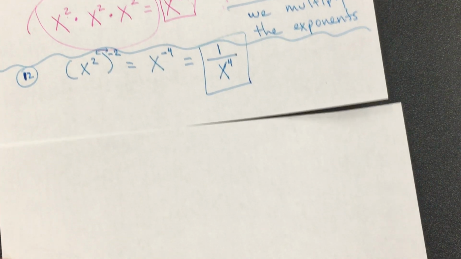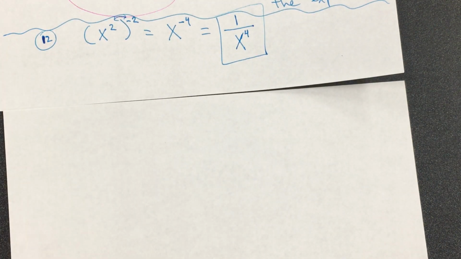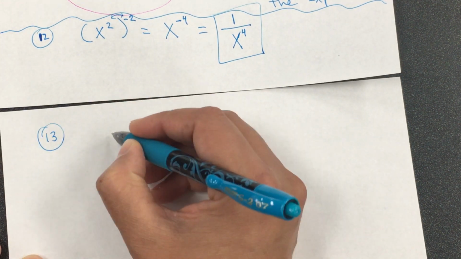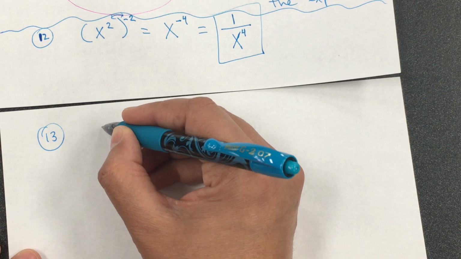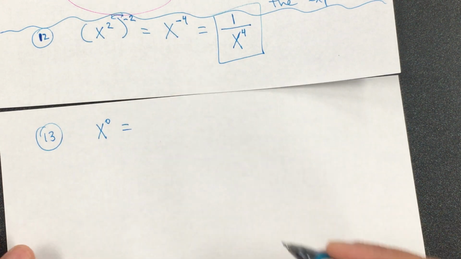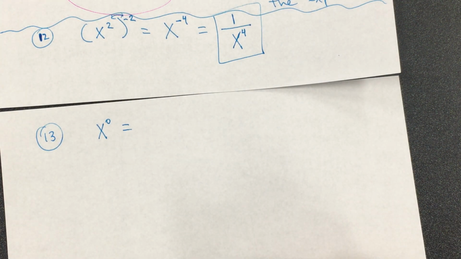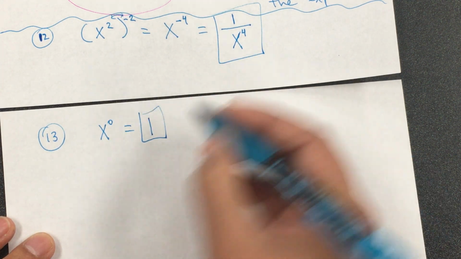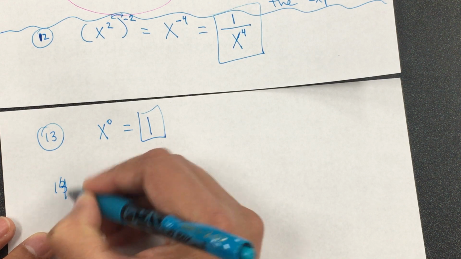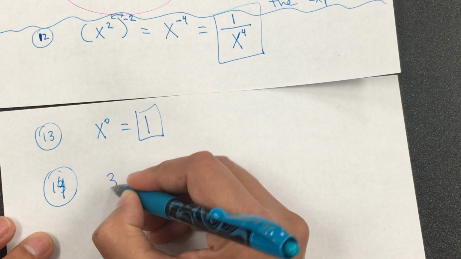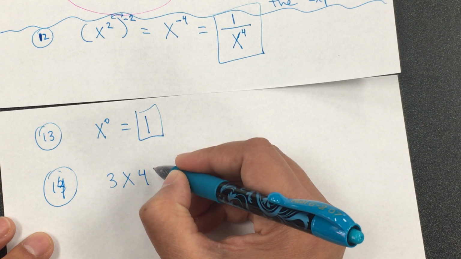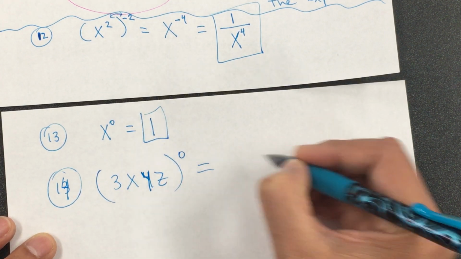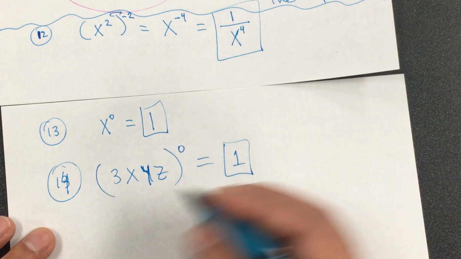Okay, one more that you have to remember, and it's going to come up in some of the lessons, is anything to the power of 0. Well, anything to the power of 0, the answer will be 1. For example, if we have 3xyz, everything to the power of 0, the answer will be 1.